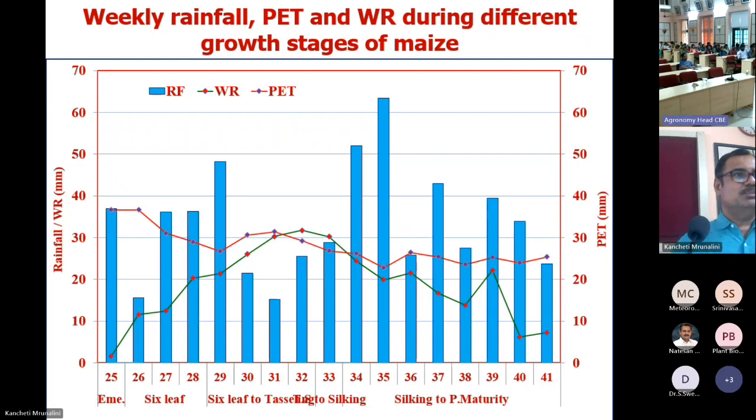Understood? So very simple. You need not take so much data. For your rainfed crop, for your region, you take the PET and rainfall, you calculate the water requirement and just put it on the graph. So you can identify whether the rainfall is fulfilling the crop water requirement or not. Isn't it? A simple way we can assess the risk. Now that too in maize, tasseling and silking is highly sensitive to moisture stress.